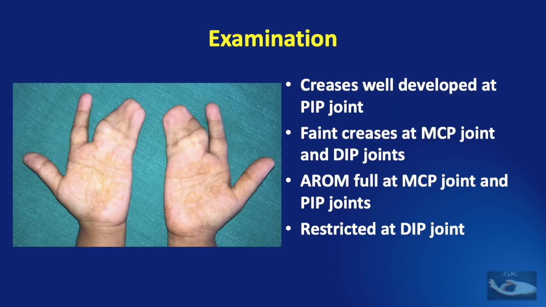You will also note that the creases are well developed at the PIP joint on the volar aspect, but there are only faint creases at the metacarpophalangeal joint and the distal interphalangeal joints. This suggests some restriction of movement at these joints, but the active range of movement is full at the MCP joint and the PIP joint. But there is a restriction of movements at the distal interphalangeal joint.